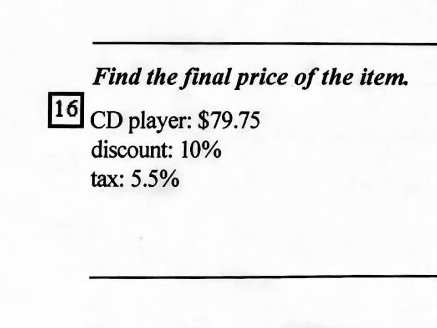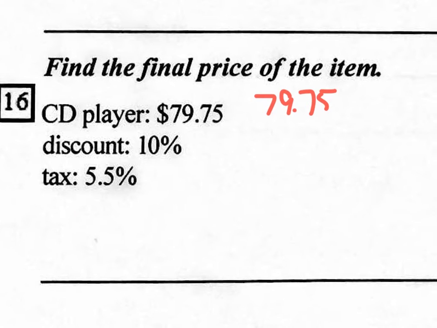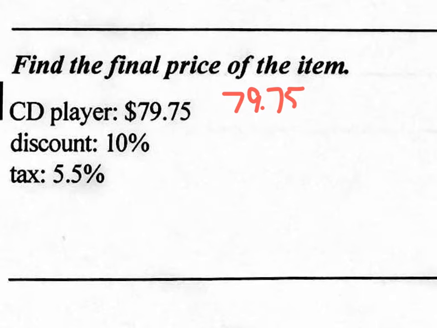Shall we do one of these? Okay. 16. CD player. Calculator time, ladies and gentlemen. Let's find the discount. So if you have 79.75, and you want the 10% off on a calculator, what do you do? Multiply it by 0.1. And you can put 0.10 if you want. Remember, there's a decimal at the end. You move it over once, move it over twice. So it's 0.1. That's really 10%. So 79.75 times 0.10, what is that?